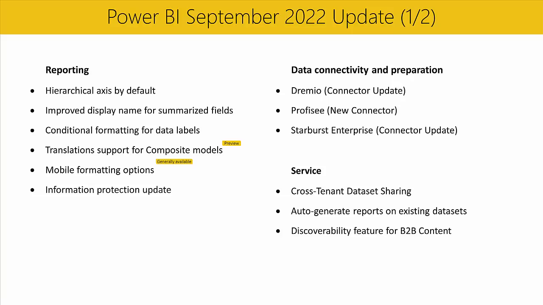You can enable this behavior for existing reports by navigating to the default summarization section of the options menu and enabling the setting for aggregated fields always show the default summarization type. Next, we've expanded conditional formatting for the data labels feature. In last month's update, this improvement was limited to the visuals without a field in the legend field well. Now we've brought that same behavior to those cases as well.